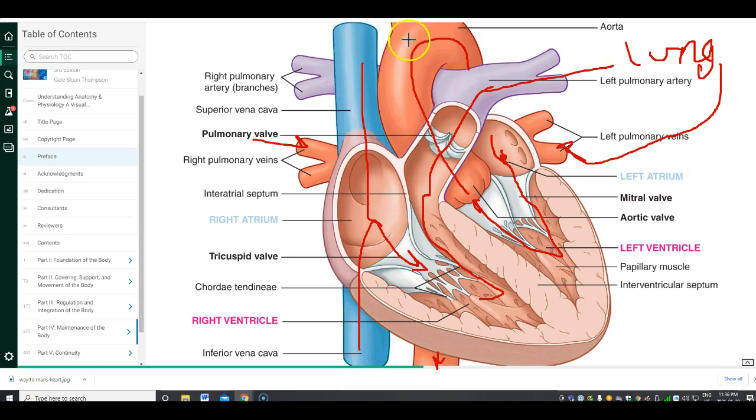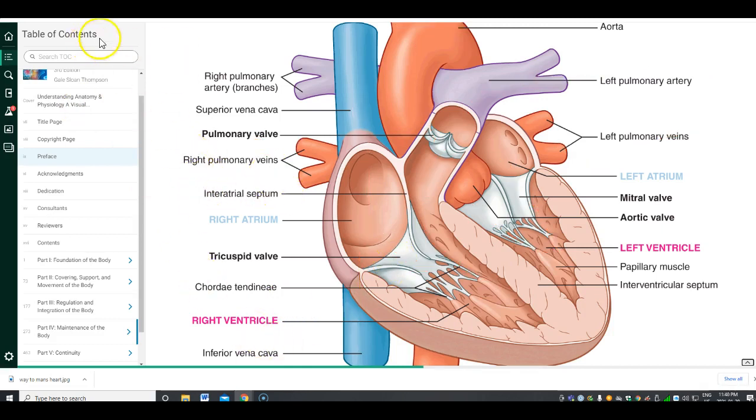Okay, now realize you can't quite see it because of the angle I've got, but there are 3 vessels that come off the top of the aorta. These go to the head and the arms. Okay, please make sure you can label a diagram and also tell me the order of the blood flowing through the heart. Good.